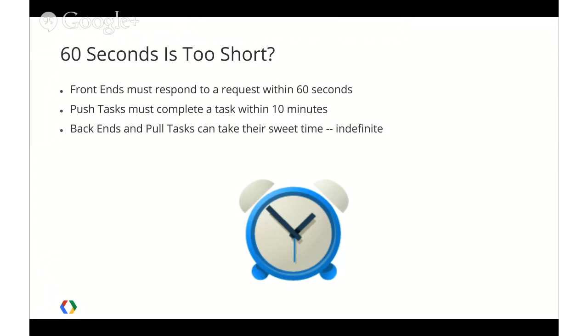Then we have pull tasks, and with these you can use backends or pretty much anything else to drain the queue. So you put tasks on there, and you can have a Google App Engine backend process this task. You can use any programming language. You can even use your laptop with some Python code to pull a task from a pull task queue and process it there, and then return the results back to the task queue. And these can take as long as you want, basically an indefinite amount of time. So there's a lot of ways to get around the 60-second limit for front-end responses.